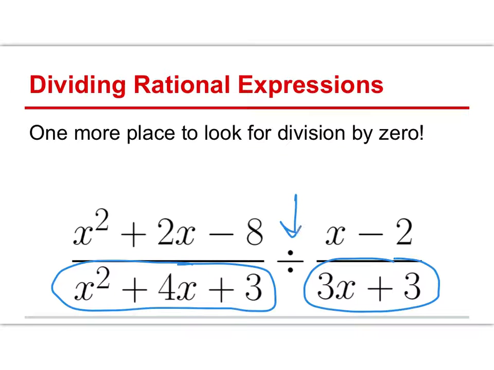We're never allowed to divide by 0, and 0 over something is 0. So we also need to address what the numerator is in the divisor. We also have to pay attention to that.